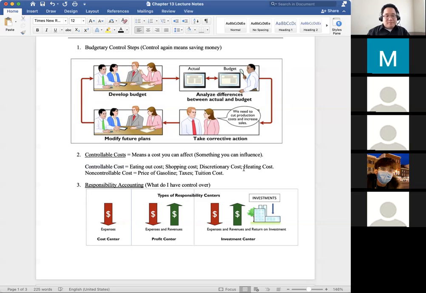Some people think heating costs could be controllable. For example, maybe in the wintertime, you can turn your thermostat within a certain range up or down, right? So you have some control over that. But this brings up the point that some costs are clearly controllable. You can either eliminate them or not. And other costs are maybe kind of in the middle. It's somewhat controllable. And some costs are not controllable at all.